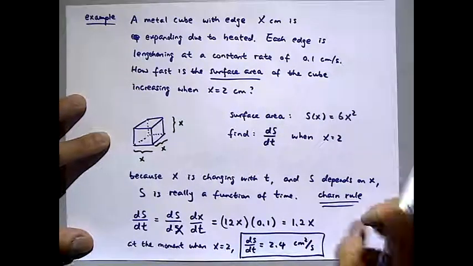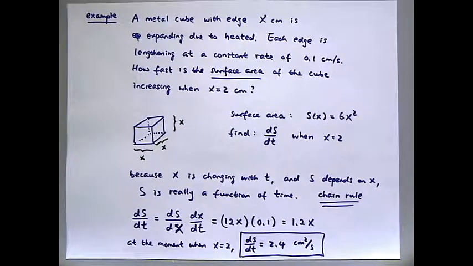This is how fast, at that particular time, the surface area is increasing. At that moment in time, when x is precisely equal to 2, the surface area is getting bigger at the rate of 2.4 centimeters squared per second. Roughly, if you wait another second, the surface area will be 2.4 bigger than in the previous second.